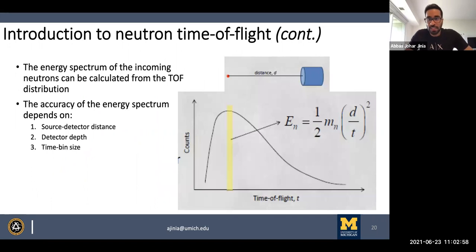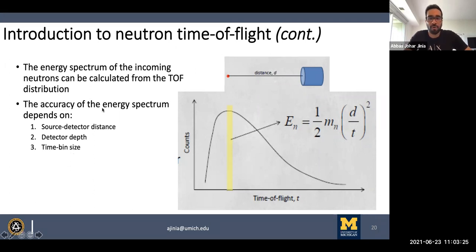Now, using this time of flight spectrum, we can construct the energy spectrum using this equation. The kinetic energy of the neutron is given by half m v squared, and velocity is your distance divided by time. We know the time from our experimental measurement, and d is a fixed distance.